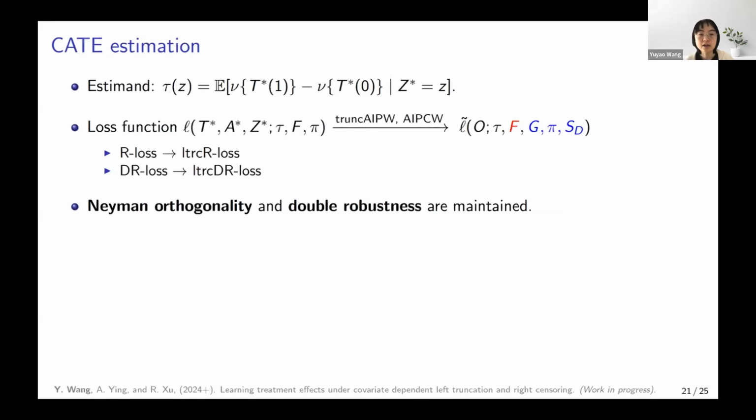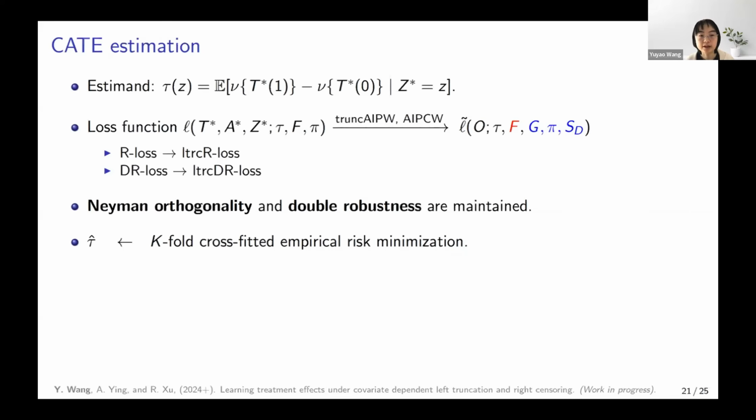And we can show that the loss function constructed this way maintains the Neyman orthogonality and double robustness of the original loss function. For example, R loss is an orthogonal loss and LTRC R loss is also orthogonal. And DR loss is both orthogonal and doubly robust, and we can show our LTRC DR loss is also orthogonal and doubly robust.